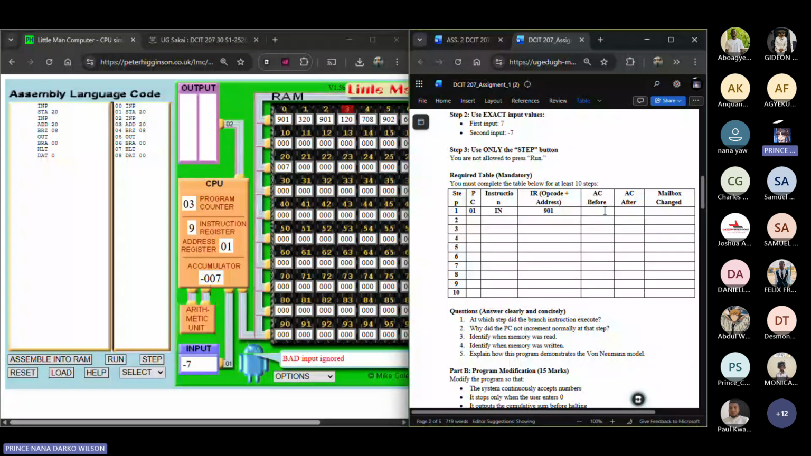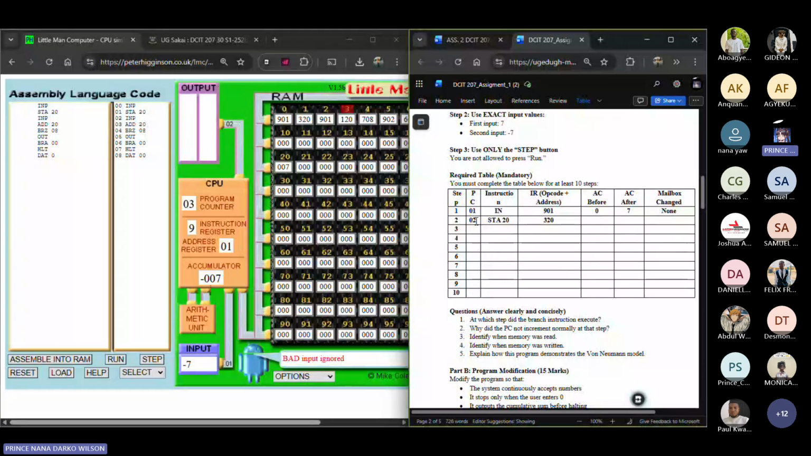We stepped it again at step 2. The instruction then was store at 20. So you write that. The opcode and address was 320: 3 for the storage and then 20 for the address. The AC before that was 7, and after the storage was done, the AC still remained 7 because no change was done to it. It was merely read. It was not written.